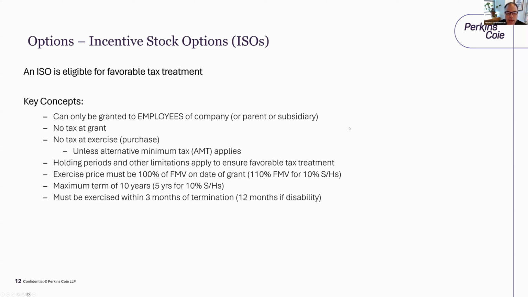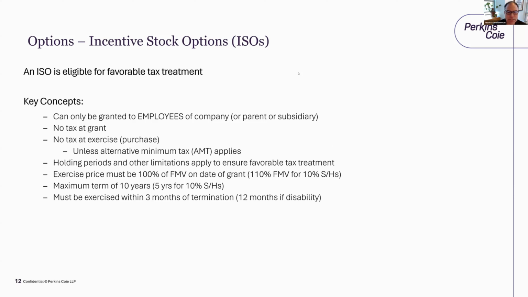They will have to be at 100% of the fair market value, unless it's a huge grant to a 10% shareholder, then it's 110%. The maximum term for these grants to sit out there before someone exercises is 10 years, unless they're a 10% shareholder, then it's 5 years. Again, 3 months after termination, or 12 months if they leave for disability.